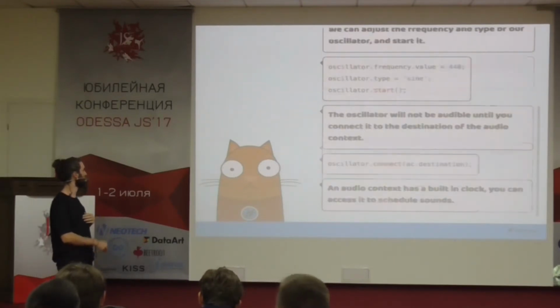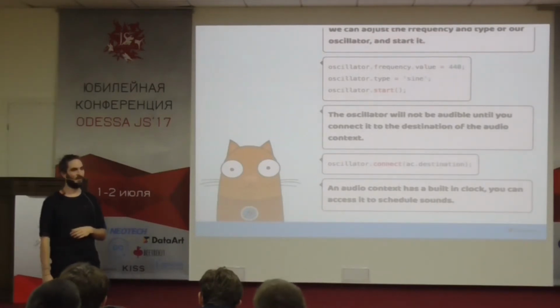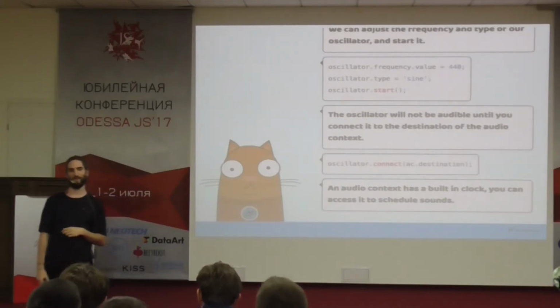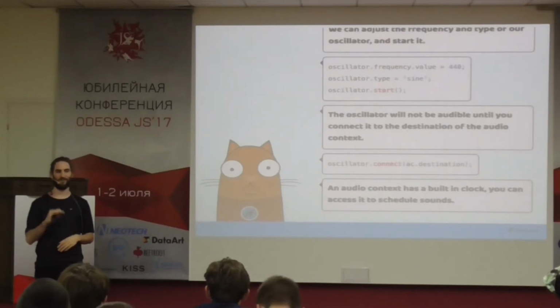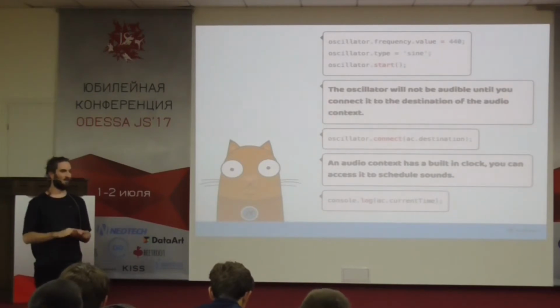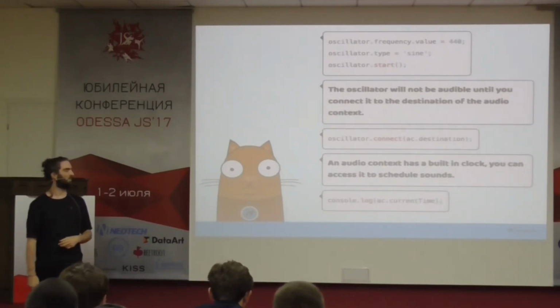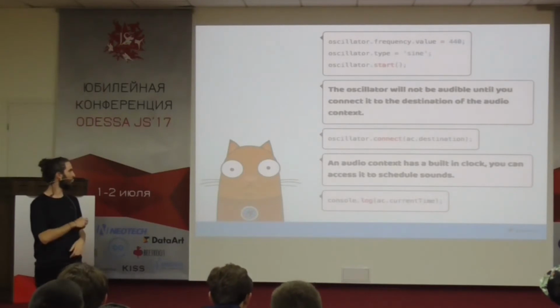An audio context also has a built-in clock. Because as you know, setTimeout or setInterval is dependent on your call stack and everything that's happening in your browser. Well, when you create music, you really want to have a clock which is only bothered by your music. It starts when you create a context, and you can access it by using audioContext.currentTime, and then schedule nodes based on that current time of your audio context.